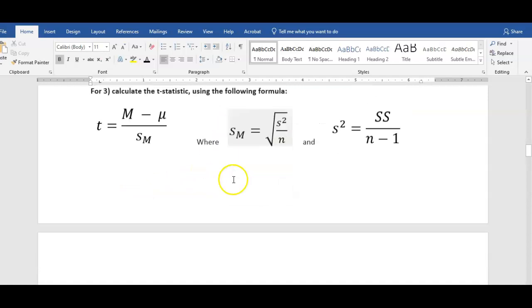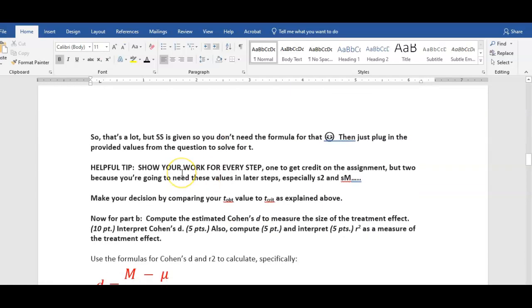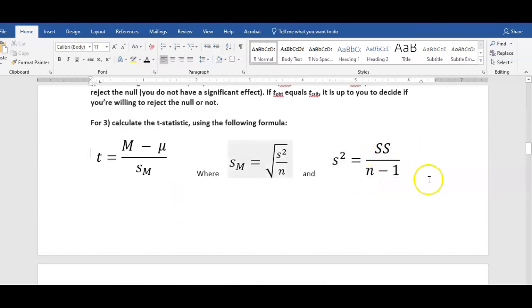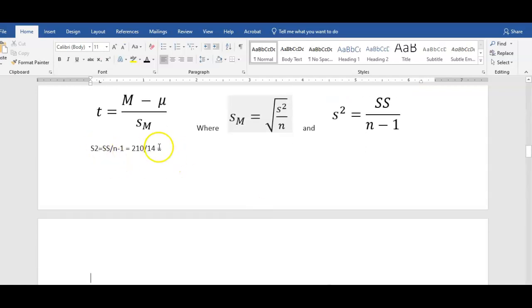Now, the other helpful tip I'm going to give you here: show your work for every single step. So put this formula, again, you could just type it out, right? How would I type it out? I would say s squared equals, and I don't care if it's capitalized when you're doing this in Word, sums of squares divided by n minus 1, and then that would equal 210 divided by the degrees of freedom, which was 15 minus 1, which was 14, and then you could just do that math. But save your work for each part of this, because you are going to need these values in later questions. There will be later problems that ask you for the variance, and you don't want to calculate that again.